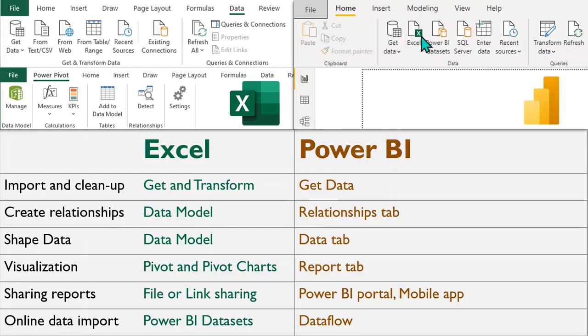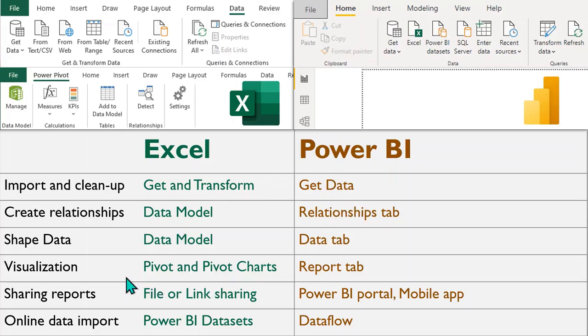So this is the menu of Power BI on top. On the left side, we have 3 tabs. The middle tab is the data tab. The first tab is where we create visualizations, and the third tab is where we create relationships, which is here. Shaping of data we will see later.